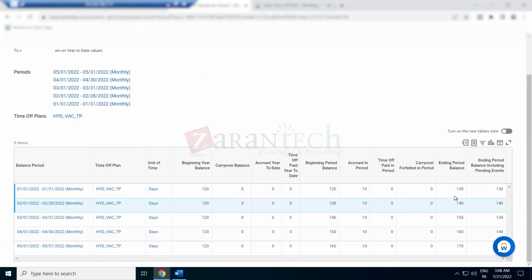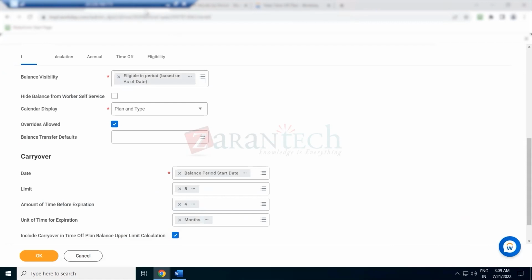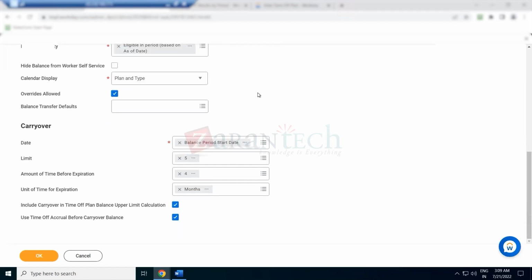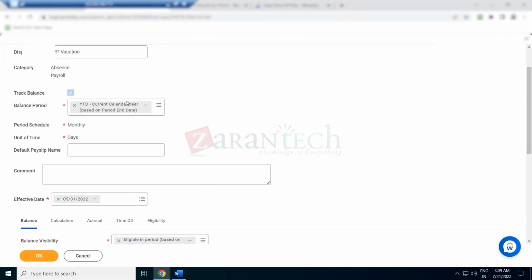And the second thing, whatever accruals they are getting, whatever balance credit or debit they are getting, will not change. It will remain intact. For example, we do not have any employee in this particular system, but let's take an example. I am in a time off plan, and the fiscal period is like that. I am eligible in this fiscal period.